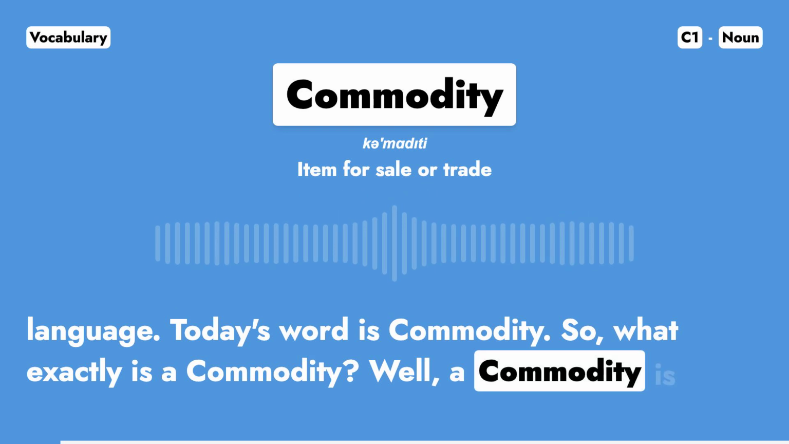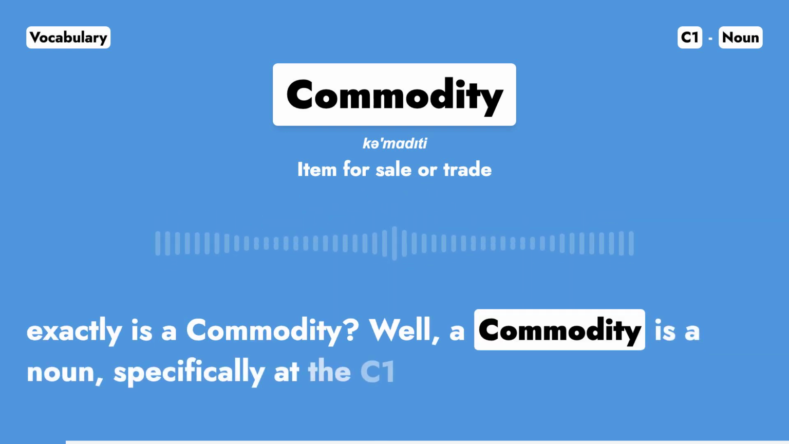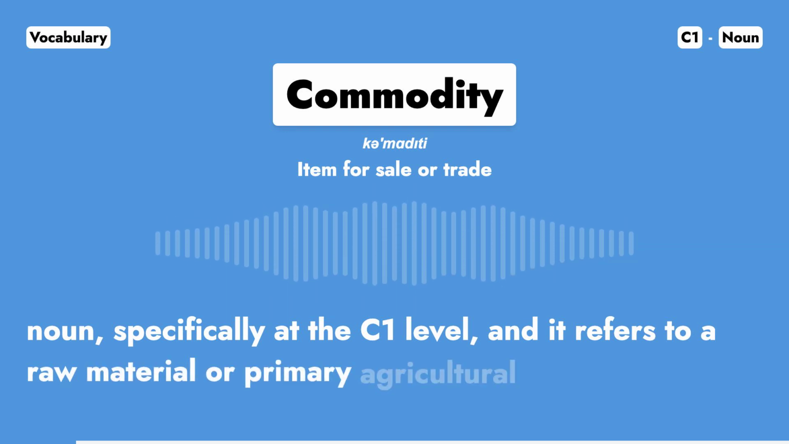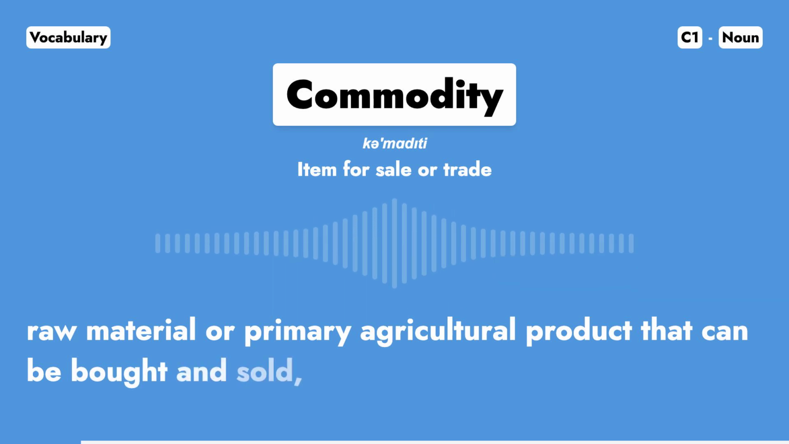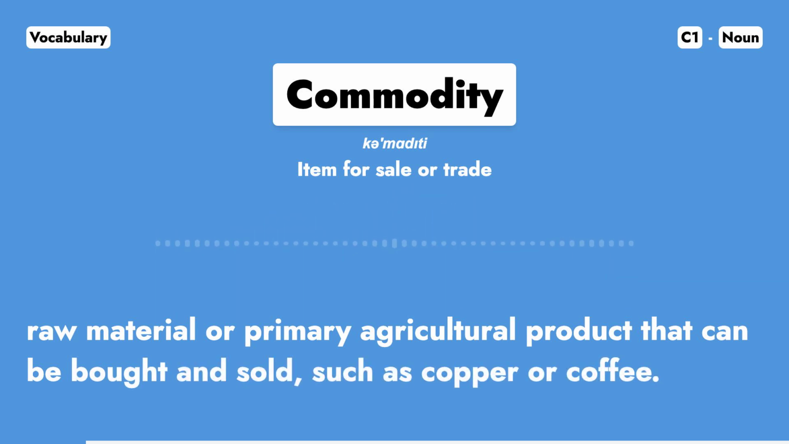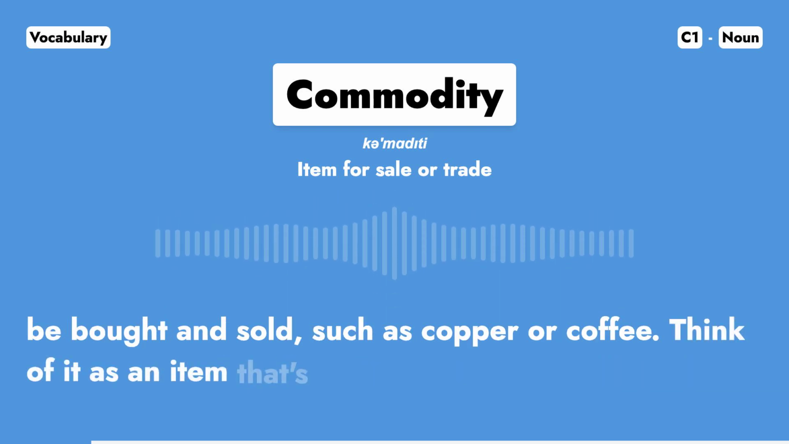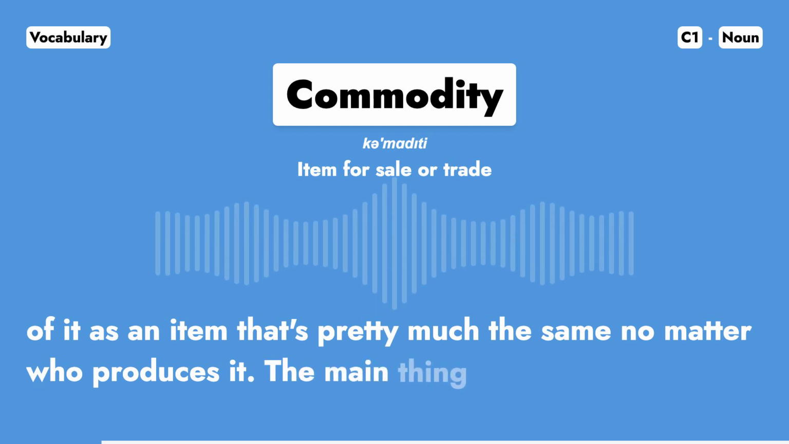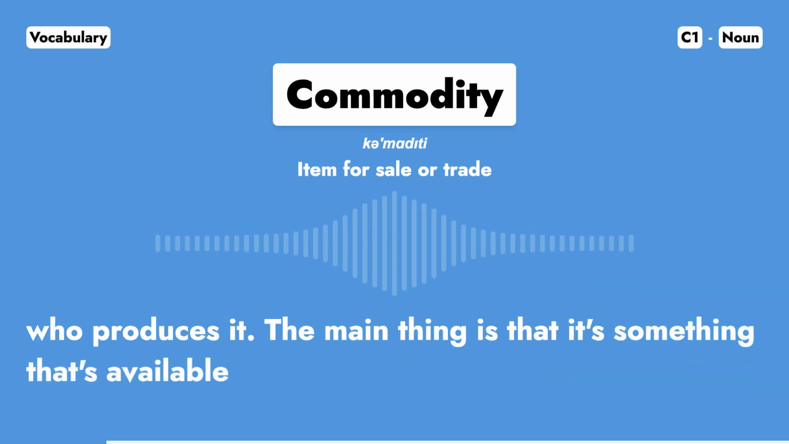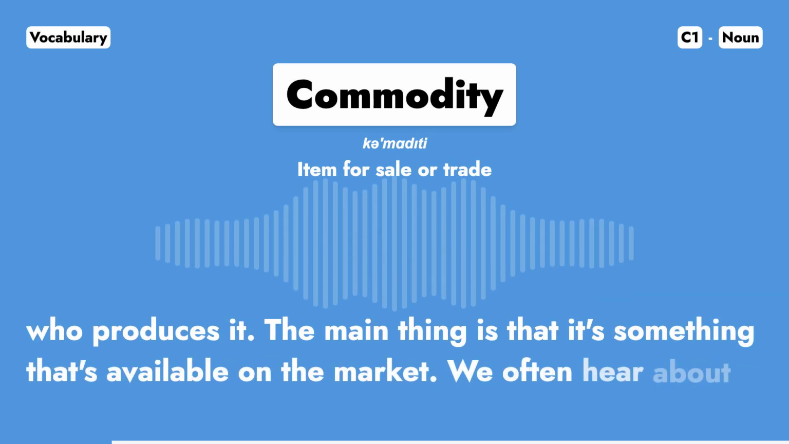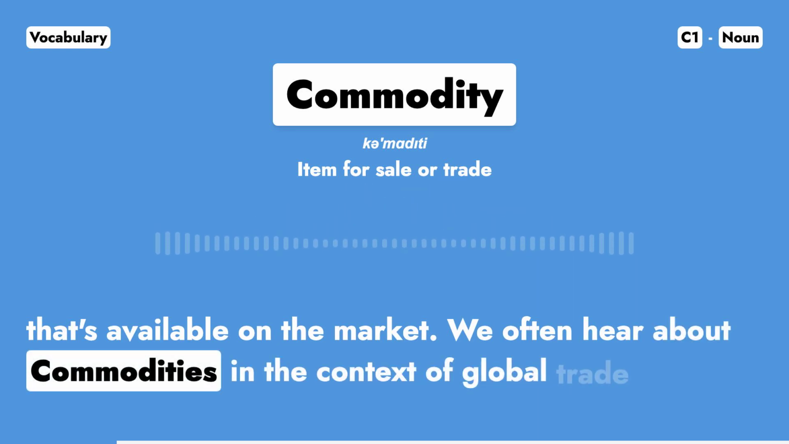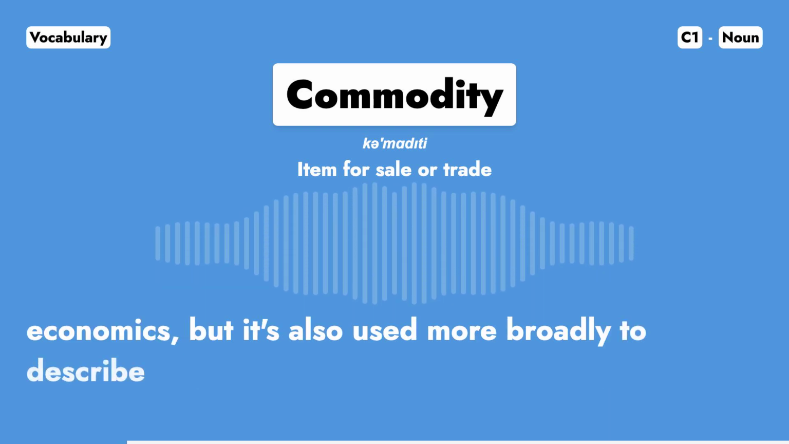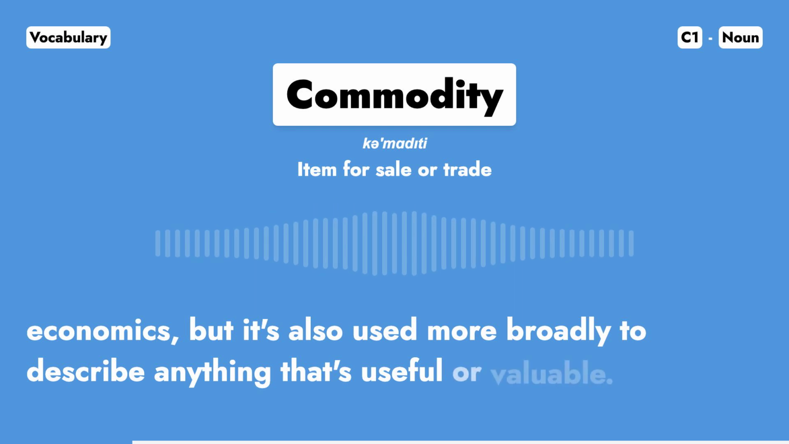Well, a commodity is a noun, specifically at the C1 level, and it refers to a raw material or primary agricultural product that can be bought and sold, such as copper or coffee. Think of it as an item that's pretty much the same no matter who produces it. The main thing is that it's something that's available on the market. We often hear about commodities in the context of global trade and economics, but it's also used more broadly to describe anything that's useful or valuable.